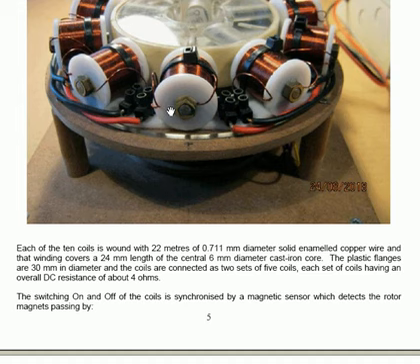The switching on and off of the coils is synchronized by a magnetic sensor which detects the rotor magnets passing by it.